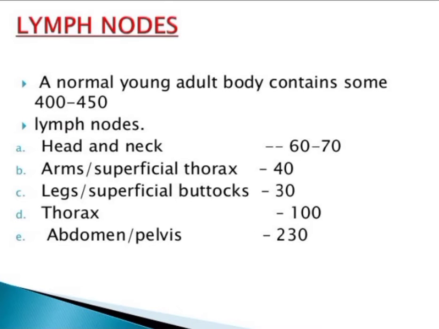Lymph nodes. A normal young adult body contains some 400 to 450 lymph nodes. Lymph nodes present in the head and neck are 60 to 70. In the arms and superficial thorax there are 40. In the legs and superficial buttocks there are 30. The thorax has 100, and the abdomen or pelvis has 230.